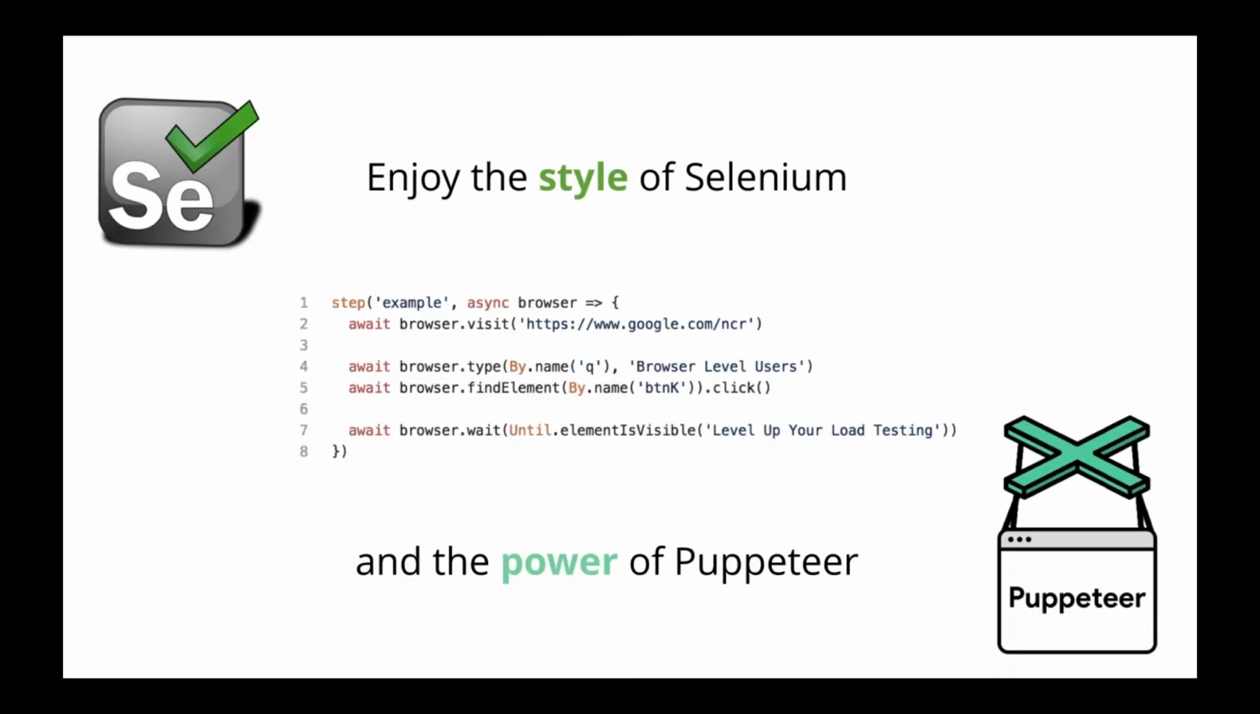So towards the end of last year, Google released Puppeteer, and this is a Node.js library. It provides a high-level API to control headless Chrome or Chromium, and it does this over the DevTools protocol, and it can be configured to use full or non-headless versions of Chrome as well.